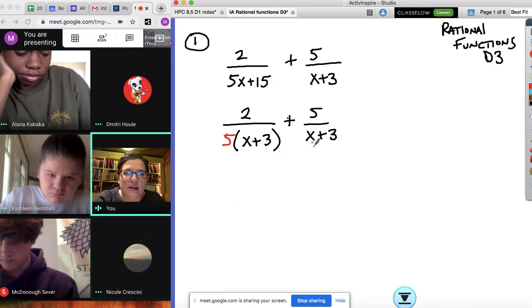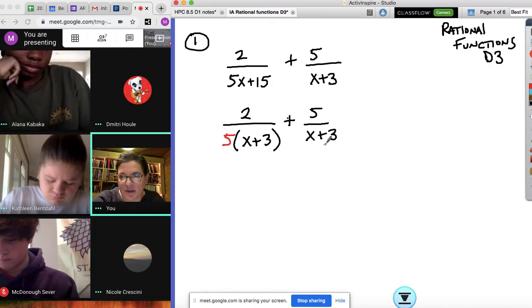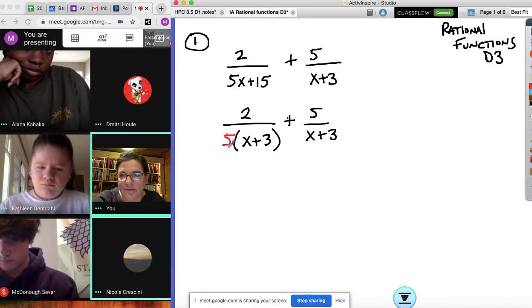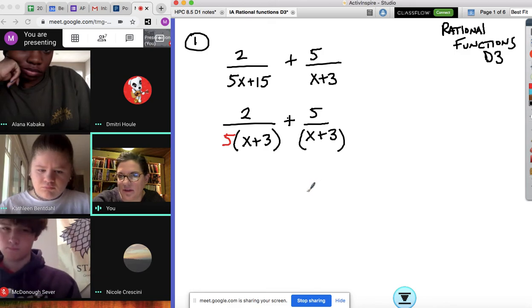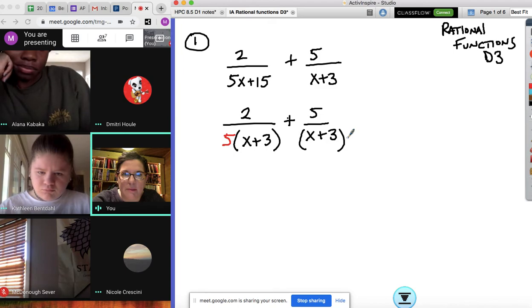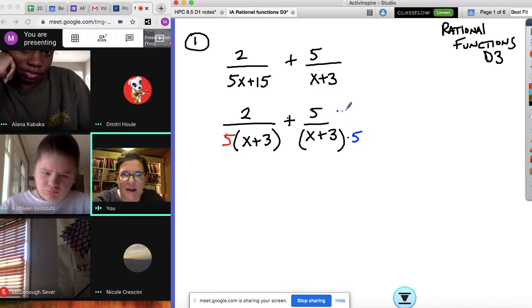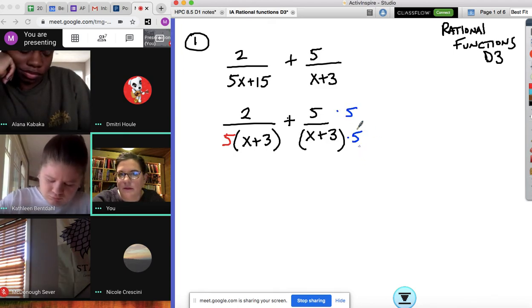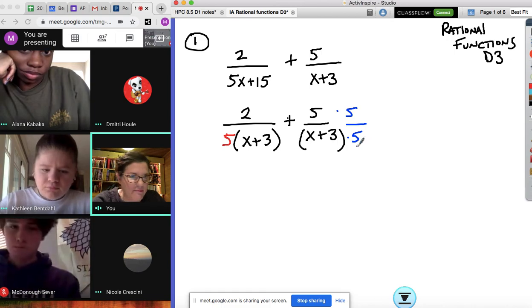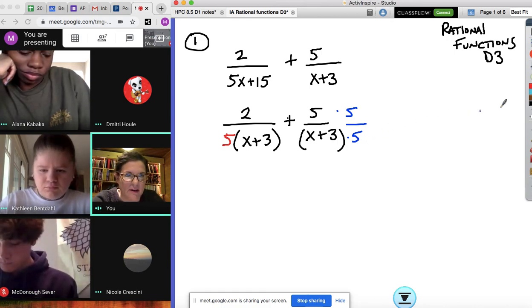Okay, now, do you see how this fraction over here already has an x plus 3? So in order to have a common denominator, I have to multiply this fraction by 5, because it's missing the 5. I have the x plus 3, but I don't have the 5. So maybe I'll use a different color here. I'm going to multiply by 5 on top and bottom, because if you're multiplying by the same thing on top and bottom, you're essentially multiplying by 1, because 5 divided by 5 is 1, and that doesn't change the integrity of the problem at all.